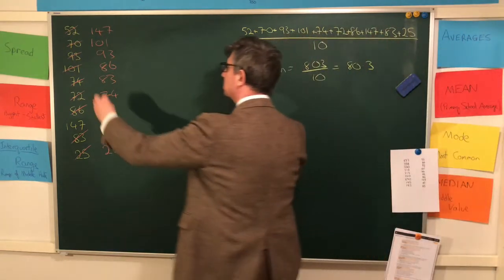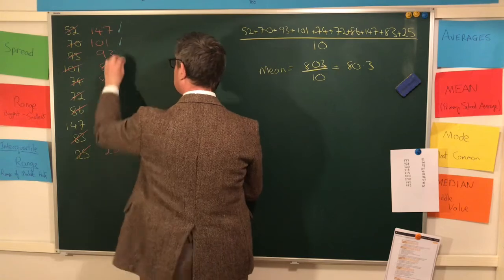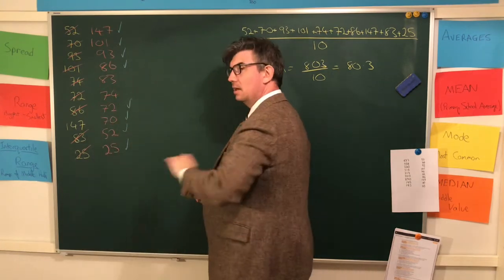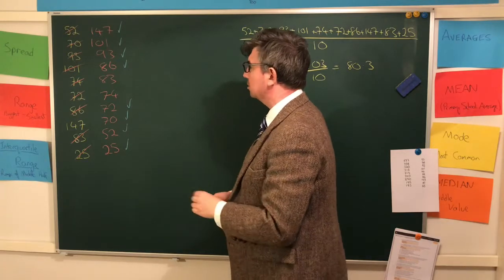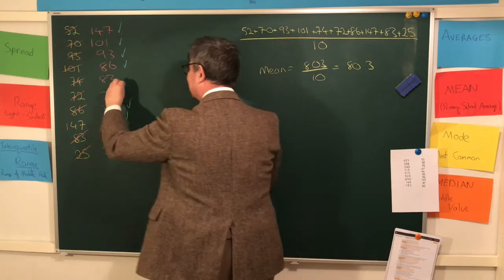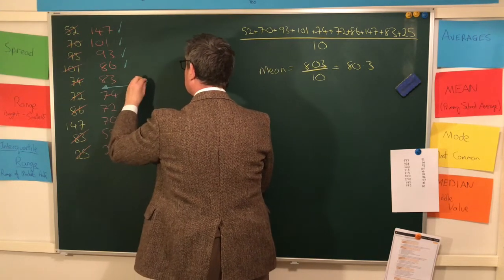So I can tick the biggest off with the smallest, next biggest, the next smallest, next biggest, the next smallest, next biggest with the next smallest. If I tick again, I'll kill them both off, no good to me. So I'm going to have to add these two together and divide by 2. So the median is in here. That's where the median is.